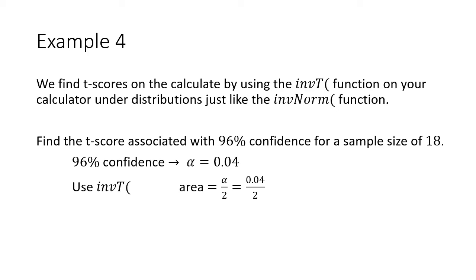And then the inverse t is going to ask for the area. The area is always going to be alpha over 2. So just type in 0.04 divided by 2. df stands for our degrees of freedom. So if our sample size is 18, our degrees of freedom is going to be 17, because that's 18 take away 1. And then just hit enter. And we should find that your calculator spits out this t-score, which is our critical value now, of 2.224.